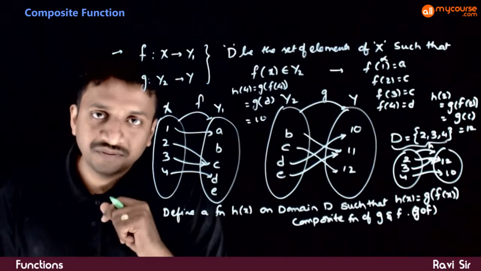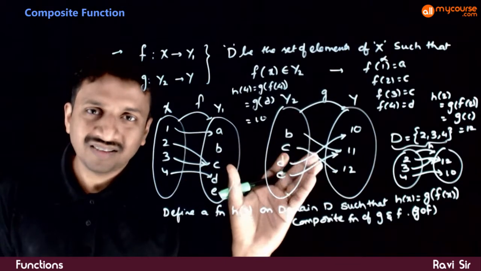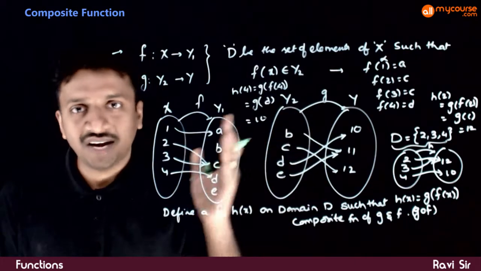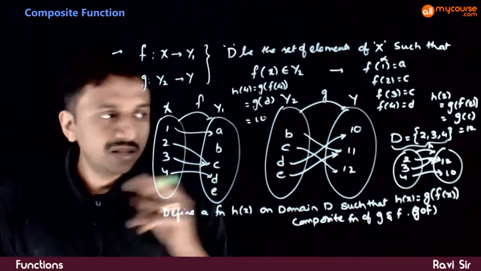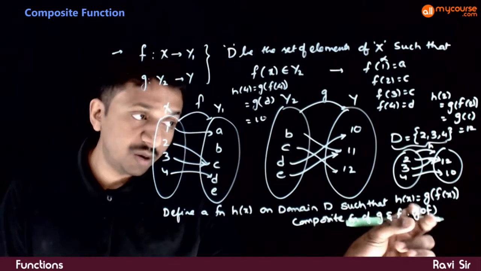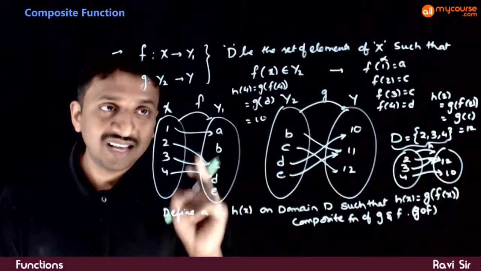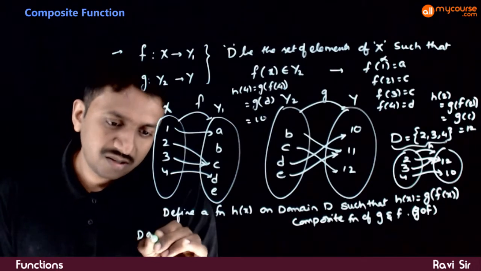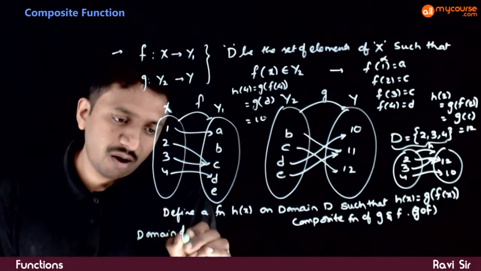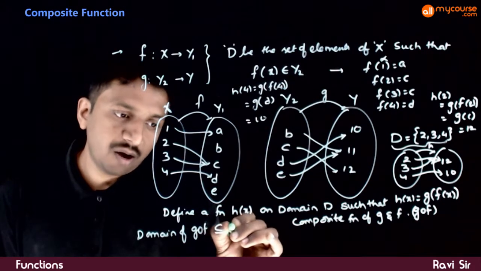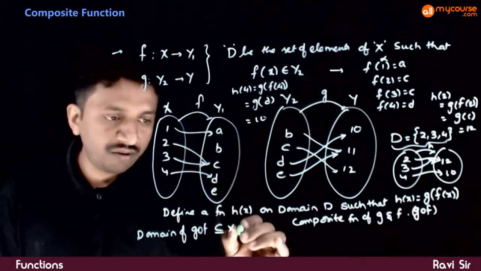So as you can observe, this is what g of f of x does. This is a composition of g and f. As you can see, the domain of g o f is a subset of the domain of f. The domain of the g o f function is a subset of the domain of f.